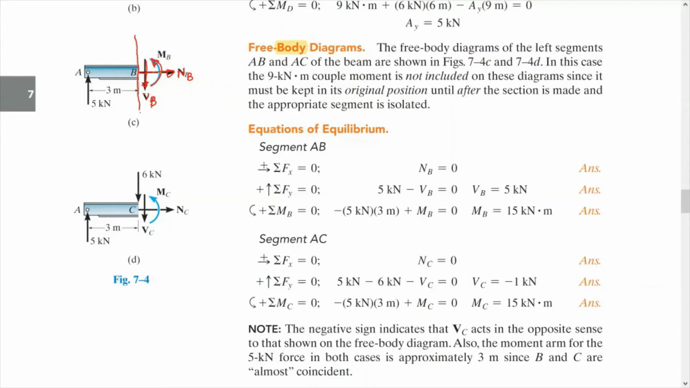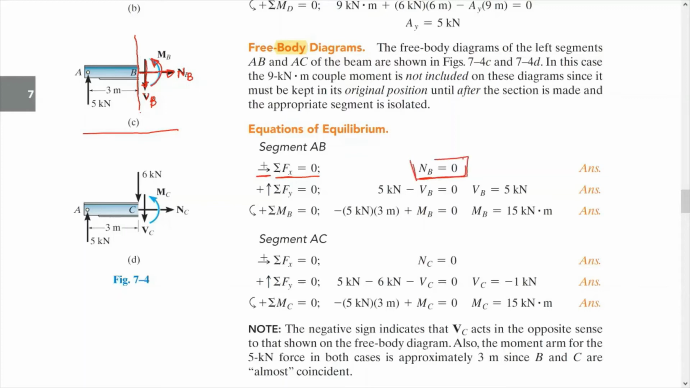So in this case, let's just take the summation of Fx equals 0. We need to apply summation of Fx, summation of Fy, and moment at a point equals 0. So here summation of Fx equals 0, assuming it's positive to the right. Okay? So we do have NB, the normal force at B, and nothing else in the horizontal or x direction. So NB is equal to 0.